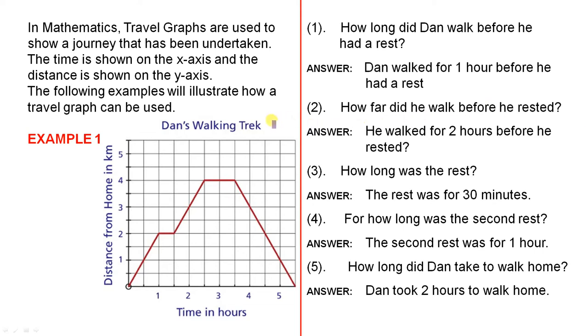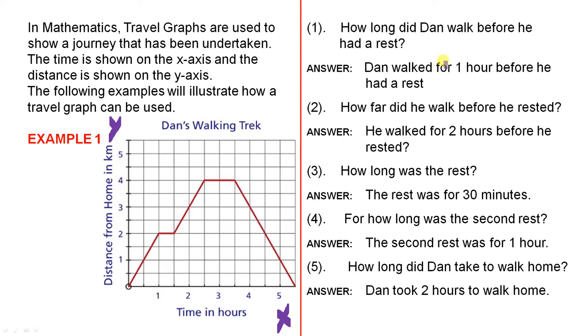So here is a graph and it shows us Dan's walking trek. The x-axis is always the horizontal axis and the y-axis is always the vertical axis. Now we saw that before when we did some work on plotting points on a number plane. So the time is shown on the horizontal axis, the distance is shown on the vertical axis. In this particular case, the time is shown in hours and the distance from home is shown in kilometres.